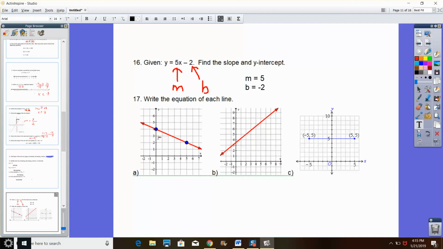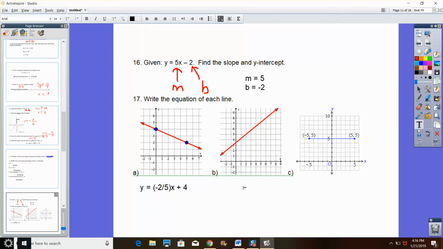So here we go. For number 17, the slope here, we're going down 2 and over 5. So the fact that we went down 2 and over 5 means the slope equals negative 2 over 5. And the y-intercept is on the graph for us. It's 4, so we'd say y equals negative 2 over 5x plus 4.